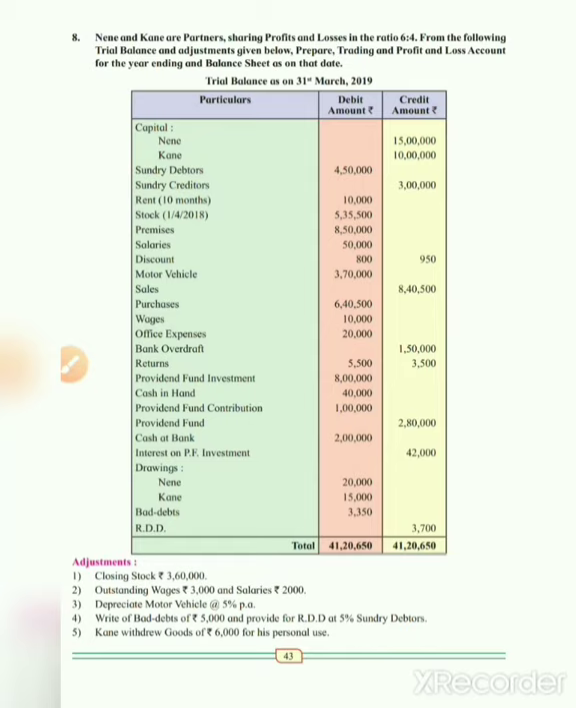Now see our adjustments. First adjustment, closing stock rupees 3,60,000. This stock will be recorded on trading account credit side and second effect on asset side.